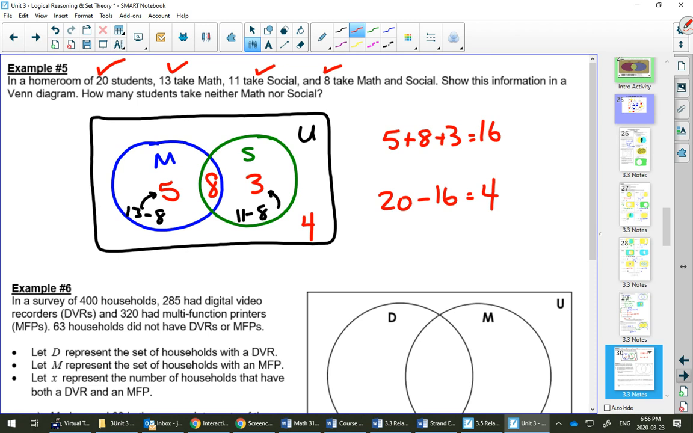And then from there, I could ask you a whole bunch of questions, like how many students take only math? That'd be 5. How many students take only social would be 3, and so on.